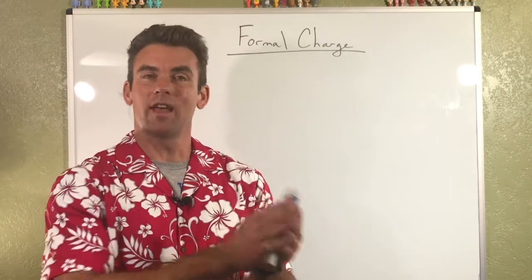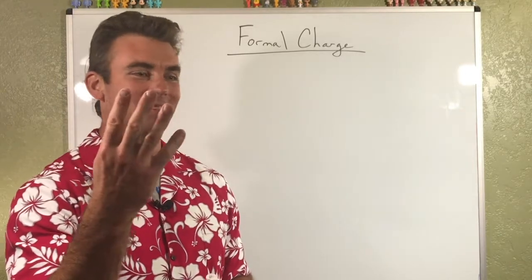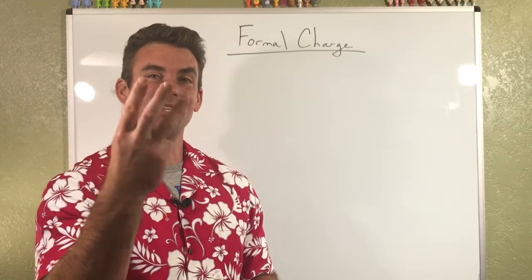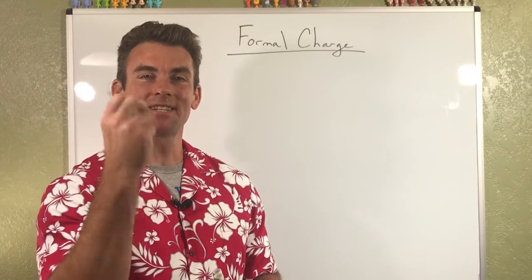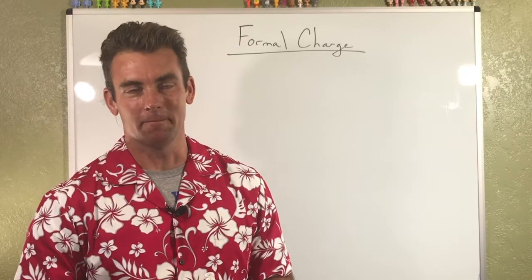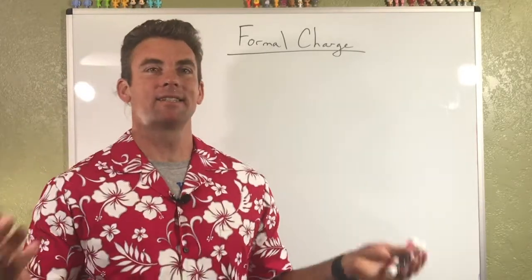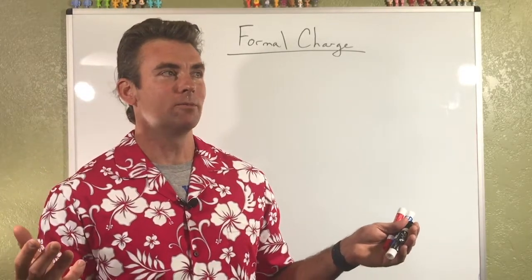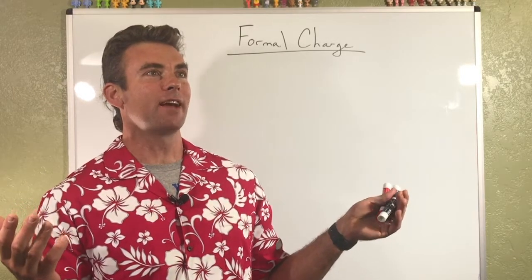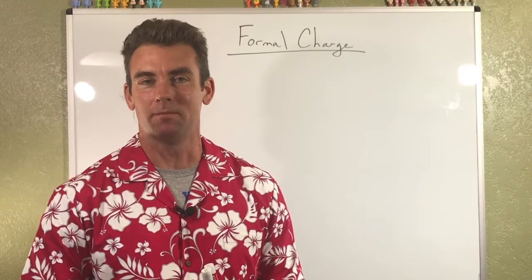So in one of our last videos, we saw that carbon likes to bond 4 times. That's the most important thing to know. Nitrogen likes to bond 3 times. Oxygen likes to bond 2 times. Hydrogen and all the halogens like to bond 1 time. Okay? So you might have been asking, well, what happens if I don't have a nitrogen bonding 3 times? Well, that's kind of where formal charge comes in.